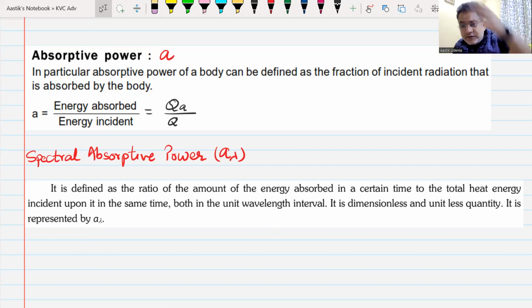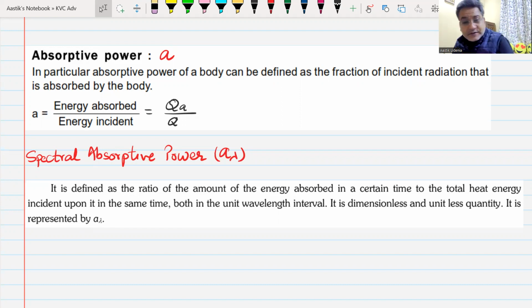1450 to 1451, I have taken one unit wavelength. How much energy in this wavelength is falling on the body, and you find out how much energy of this wavelength is absorbed by the body. How much energy is absorbed divided by how much energy is falling is known as the spectral absorptive power. Do we understand this?